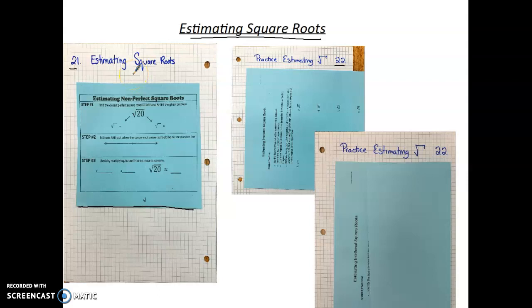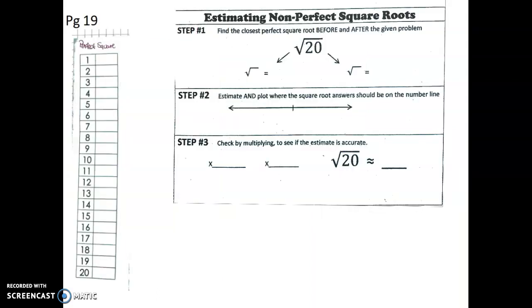What we're going to talk about is estimating square roots of non-perfect squares. Yesterday on page 19 in your ISN, you talked about perfect squares. Those are like perfect little squares. A 1 by 1 square has an area of 1. If you had a 2 by 2 square, you went 2 times 2, and that perfect square is 4. Then 9, 16. You should have these filled out in your ISN already, and we'll refer to this list again when we're estimating.